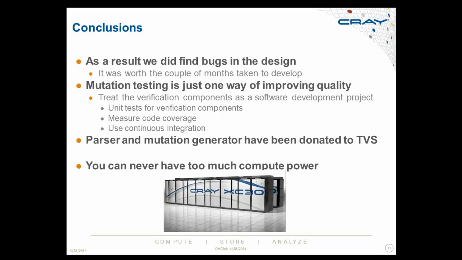I like the idea that as you're developing your test bench, you could have a quick run of Certitude or something that would tell you that it hasn't got any worse. The parser and mutation generation code that we developed, because we weren't going to be taking it anywhere, we donated it to Mike for what he wants to do. I think the final thing is you can never have too much compute power, to be honest. So, okay, thank you.